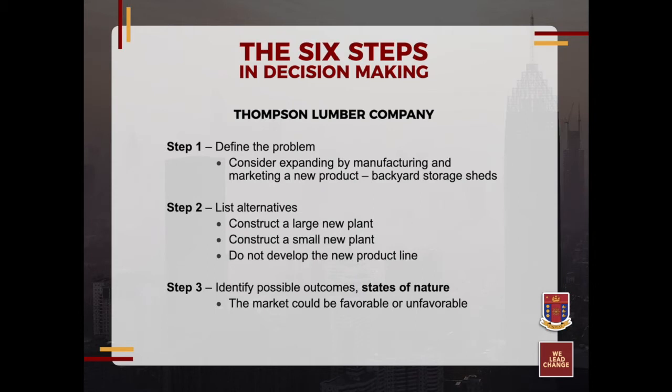Now, if you have all of the possible options listed, we go to step 3, and that is to identify the possible outcomes or states of nature. Now, states of nature are things that you cannot control, like for example, how the economy will work. So it could be favorable or unfavorable. So for this one, the market could be favorable or unfavorable. But of course, states of nature are not limited to only these 2 things.